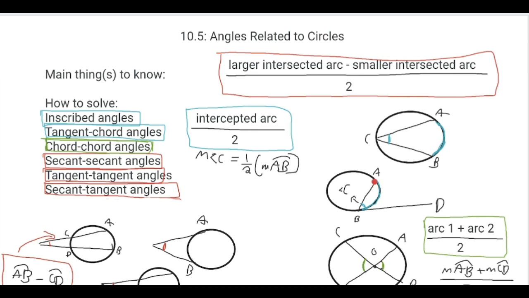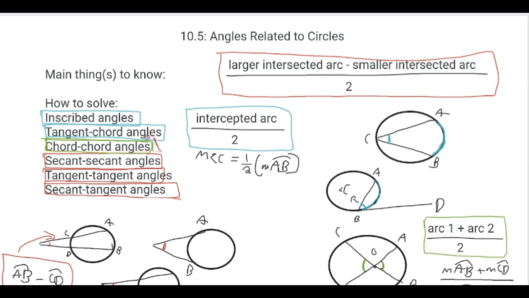Tangent chord angles. Same thing, so we see a chord here and tangent BD. So what we're trying to find is angle C here, right? So the measure of angle C right here is equal to half of the measure of arc AB, which is right here. And that will give us the measure of this angle, which is the same.